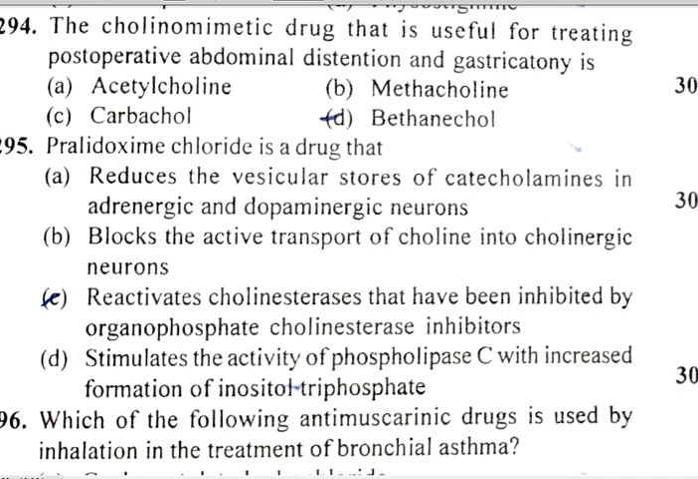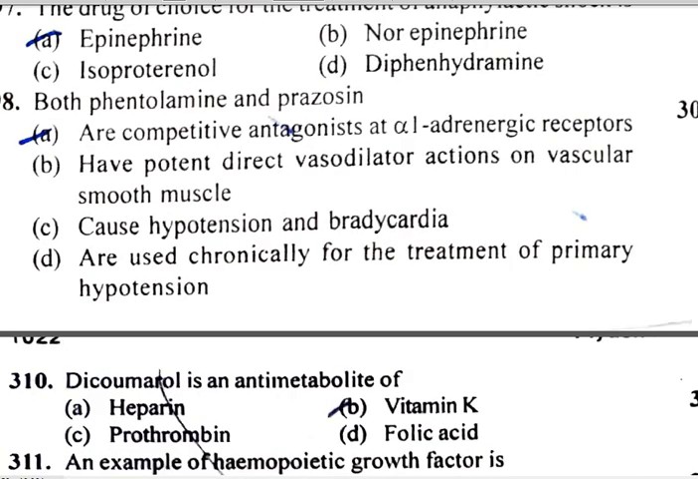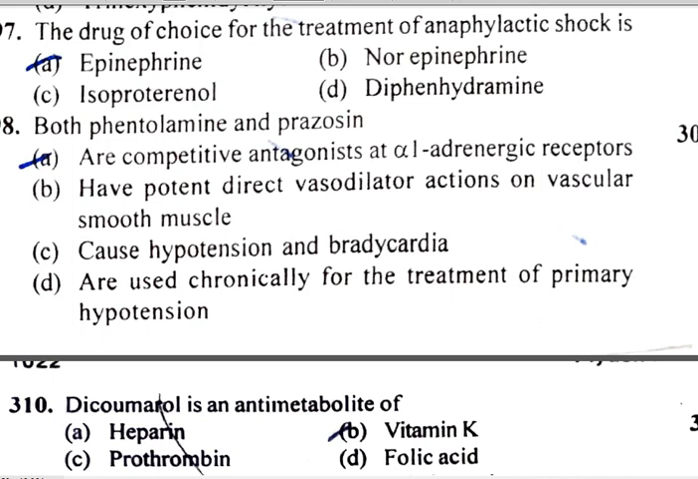Pralidoxime chloride is a drug that reactivates cholinesterases that have been inhibited by organophosphate cholinesterase inhibitors. Which of the following antimuscarinic drugs is used by inhalation in treatment of bronchial asthma? That is ipratropium bromide. The drug of choice in the treatment of anaphylactic shock is epinephrine.